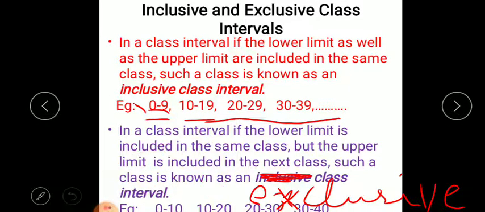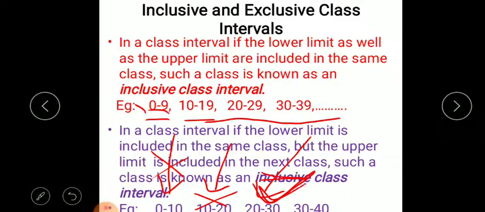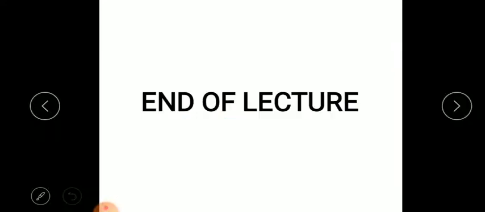If I have a value, say 20, in which class will it come? 0 to less than 10, definitely it will not come here. 10 to less than 20, only values less than 20 will be here, so it is not there either. 20 to less than 30: definitely a value of 20 will come in this class interval, 20 to less than 30. I hope you understood class intervals.